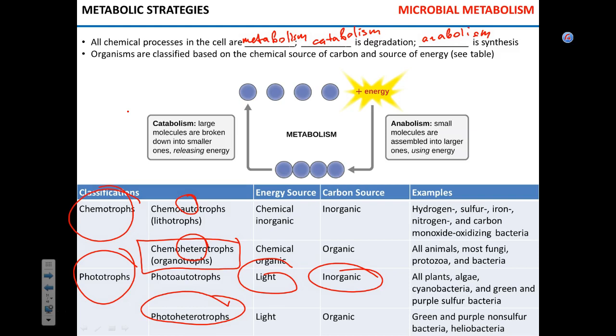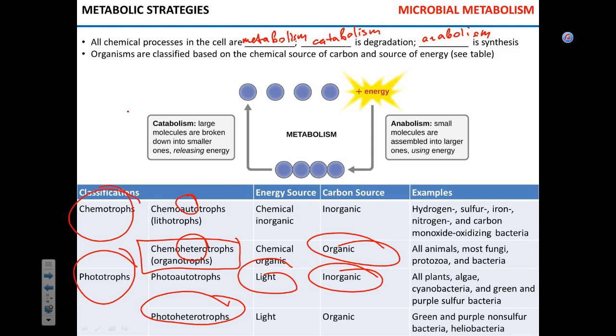They use organic chemicals as a source of carbon. Think about fungus growing on a dead tree. Sorry, well, fungus, mushroom, whatever you want to call it. It grows on a dead tree. It uses organic carbon in that dead tree as a source of energy and as a source of carbon for biosynthesis. Does that make sense?